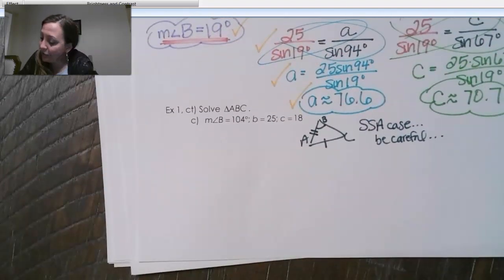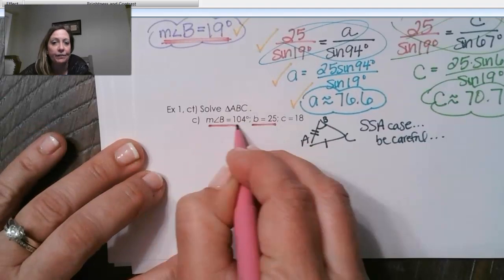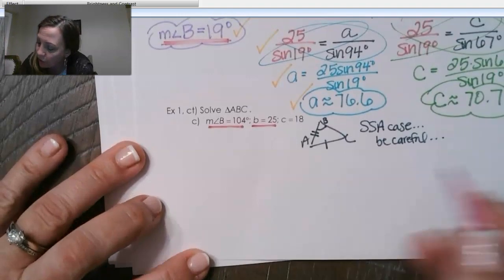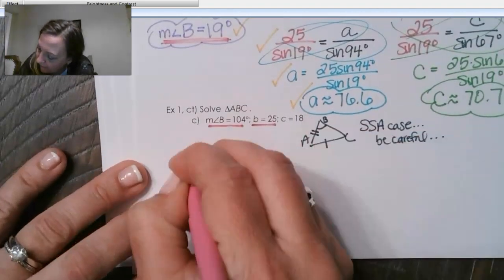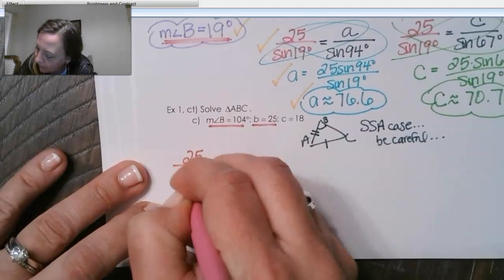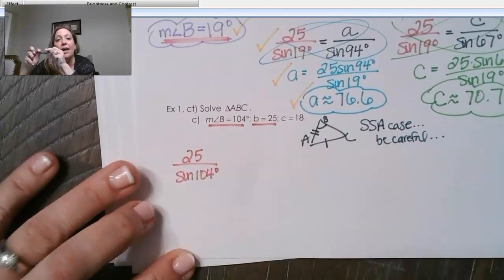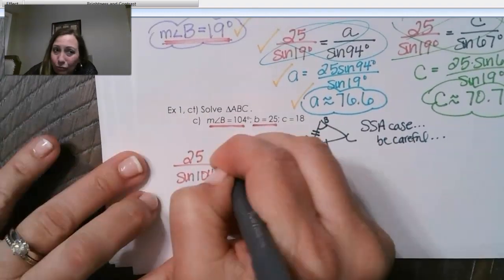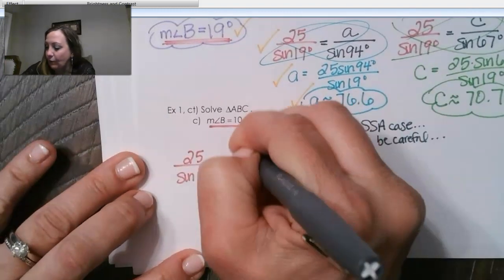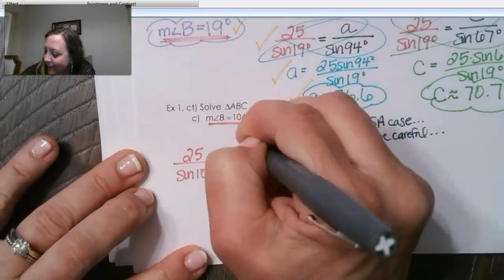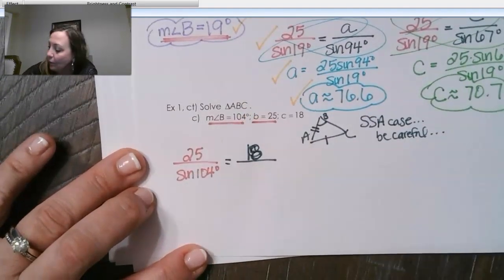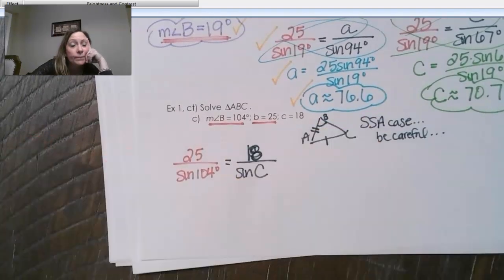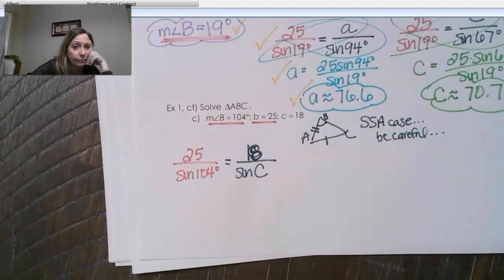Once again, I do have enough information for me to set up a ratio for the law of sines proportion. So I'm going to take here 25 over the sine of 104 degrees. Now what's different is that in the other questions we knew a second angle. This time we don't, but we can take, oh, whoops, sorry, side C is 18, my bad. So that's 18, and we're going to put that over the sine of angle C, which we don't know.